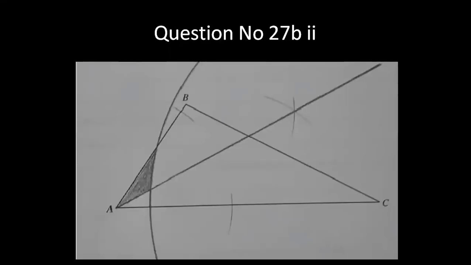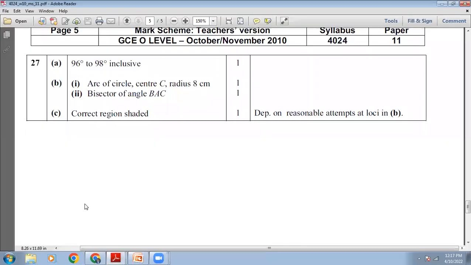So my dear students, we are done. So let's have a look at the marking scheme first. 96 to 97, 98. So our answers are right.